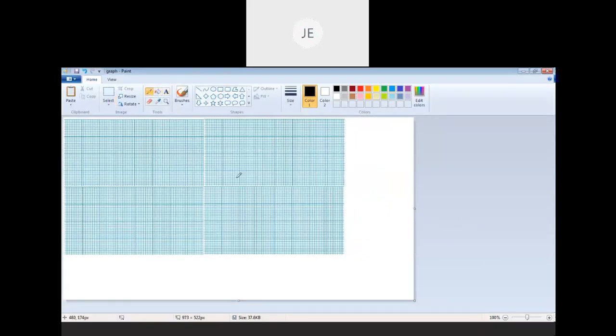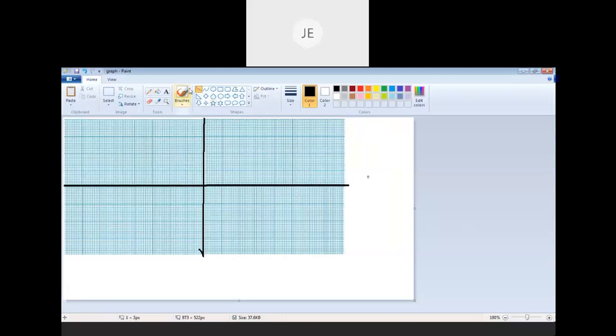Good. Okay, so can you see my screen? Yes, sir. So this is the graph sheet, actually. This is a sample graph sheet. There will be some vertical axis and some horizontal axis. There will be a vertical axis as well as a horizontal axis.